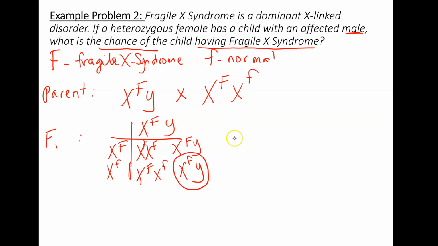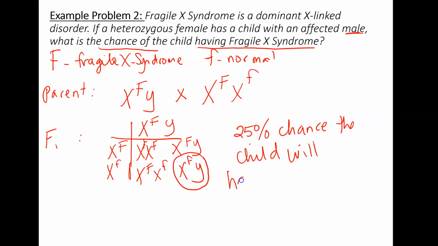Again, 1 out of 4 means 25% chance the child will have Fragile X syndrome.